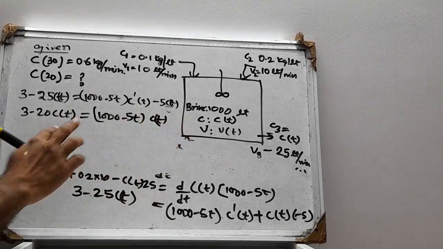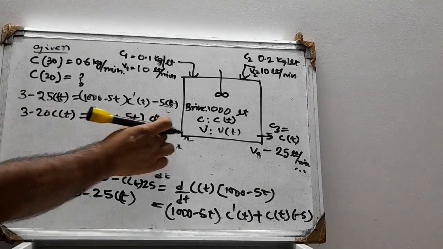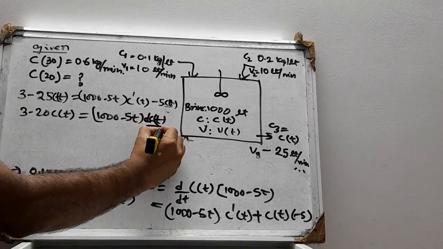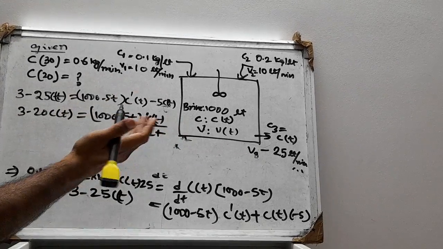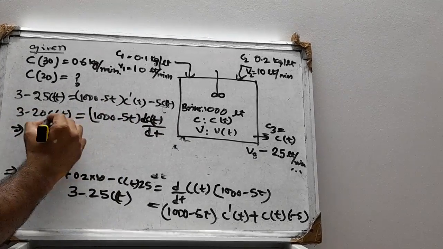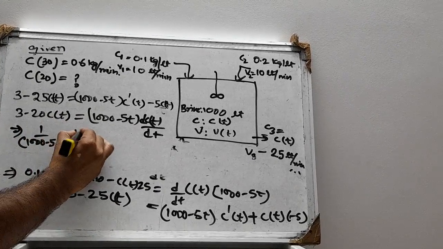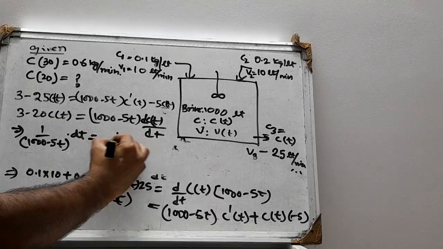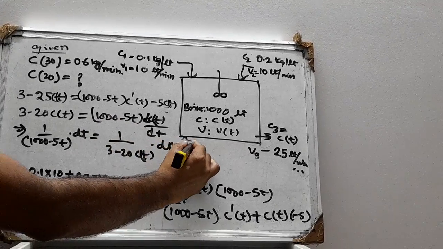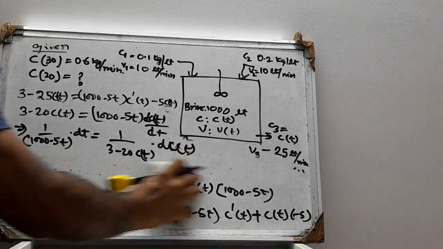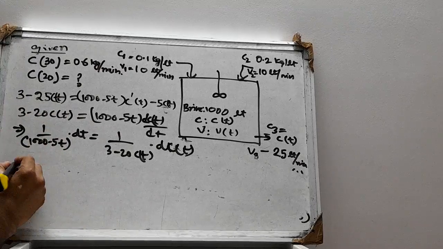dc by dt. Now we can separate the variables. This linear equation is in terms of t, and this linear equation is in terms of ct, so we can separate them. So this will give us 1 by 1000 minus 5t dt, and this will give us 1 by 3 minus 20 ct dct. So now we have separated the variables, and now we can integrate it easily.